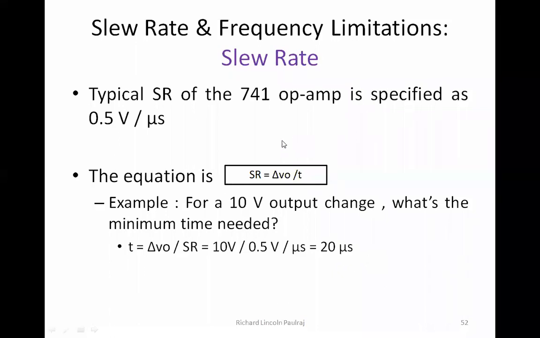So this is how you apply your equation: slew rate is equal to delta V naught divided by T. Sometimes T will be given, and we might ask you to calculate the change in output voltage. SR is about 0.5, so you just have one unknown, right? So it's easy to calculate. Can we move on to the next concept? Yes, sir.